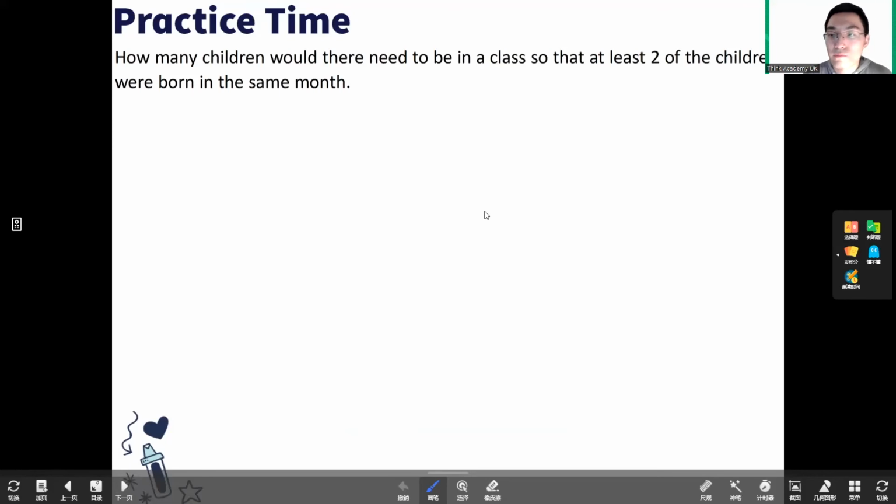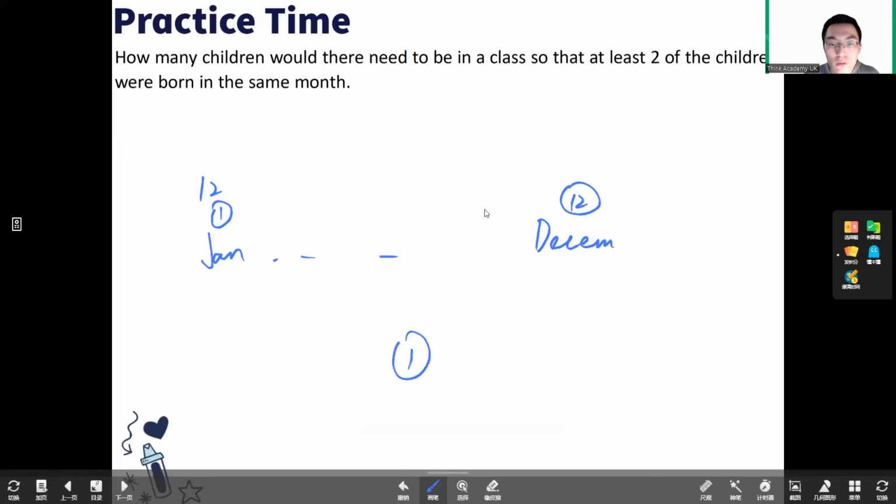So again, what is the worst case scenario? Let's ask ourselves this question. For the first layer, again, we have 12 children, and each of them is born in a different month, from January all the way to December. So we have a layer, first child all the way to the 12th. And on that basis, we just need 1 more chosen child. Okay, again, let's say Lewis, for example.